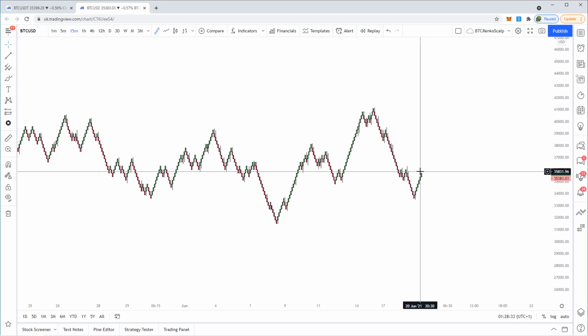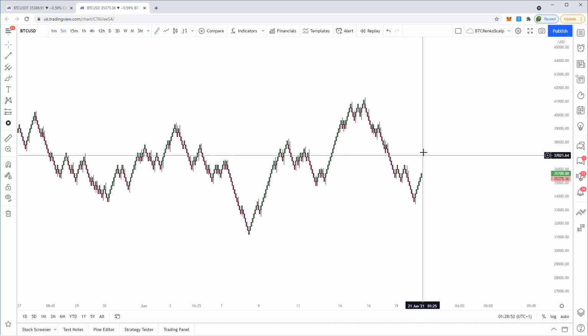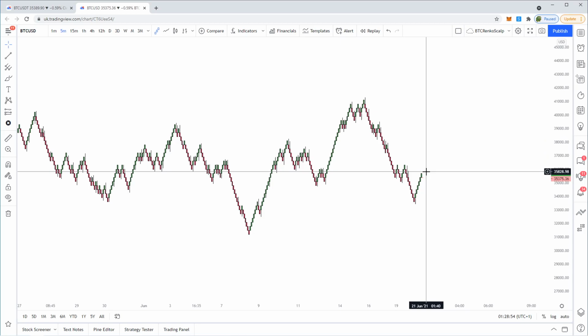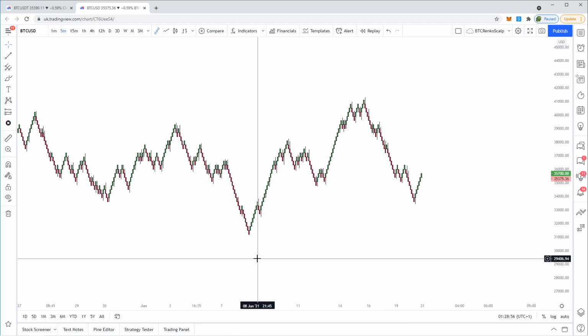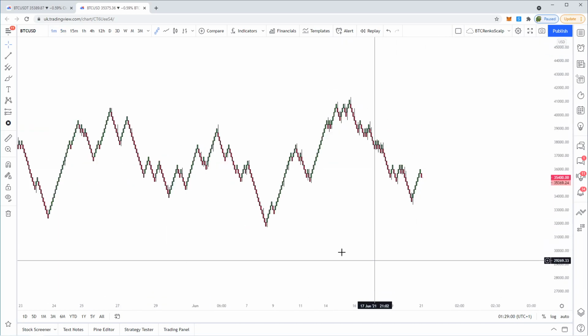So in order to print a brick, let's say we want to see BTC paint a green brick, what it has to do is it has to move over $300 in the 15-minute time frame. If we change this to the 5-minute, it's going to do exactly the same on the 5-minute chart. So now you're going to have to print $300 of upside movement to get a green brick within 5 minutes. If we change it to the 1 minute, it's going to do exactly the same.